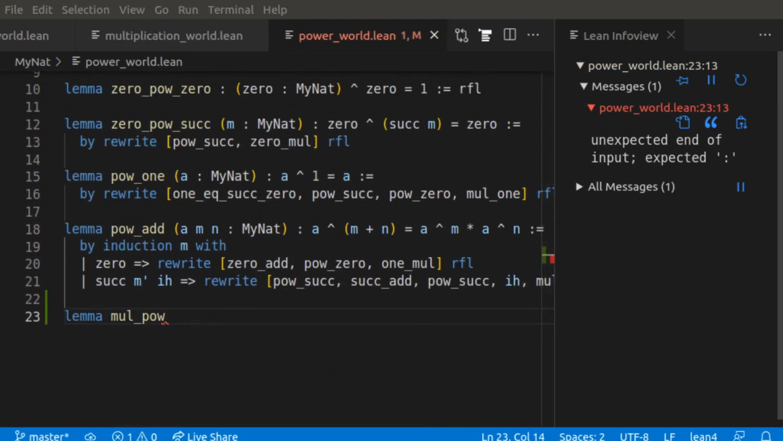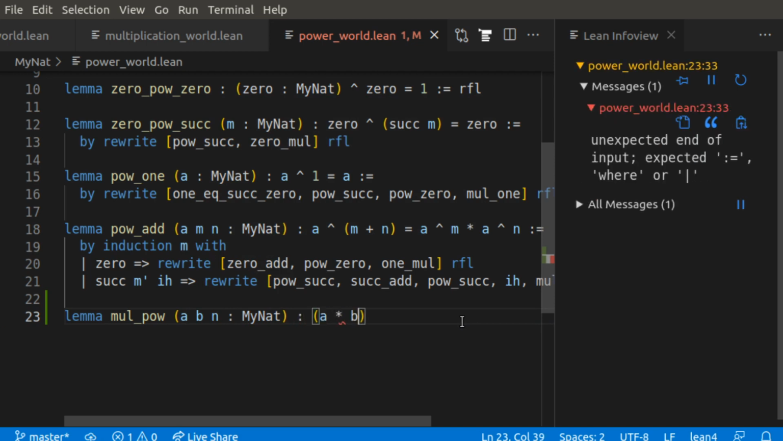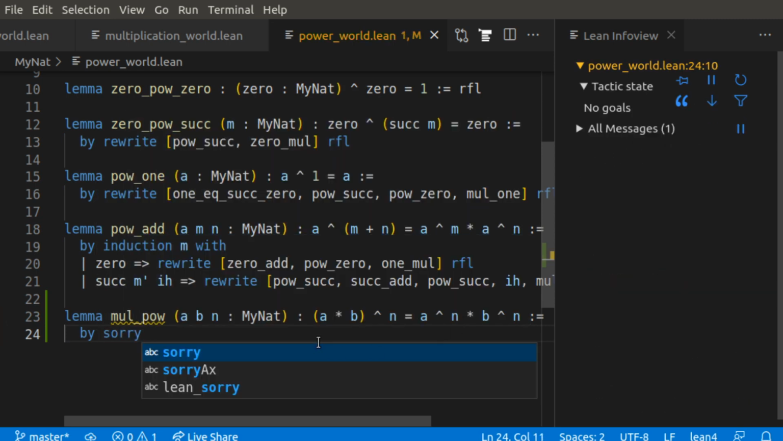And that is, if we have a, b, n, all my naturals, then (a times b) to the power of n is equal to a to the power of n times b to the power of n. How are we going to do this?